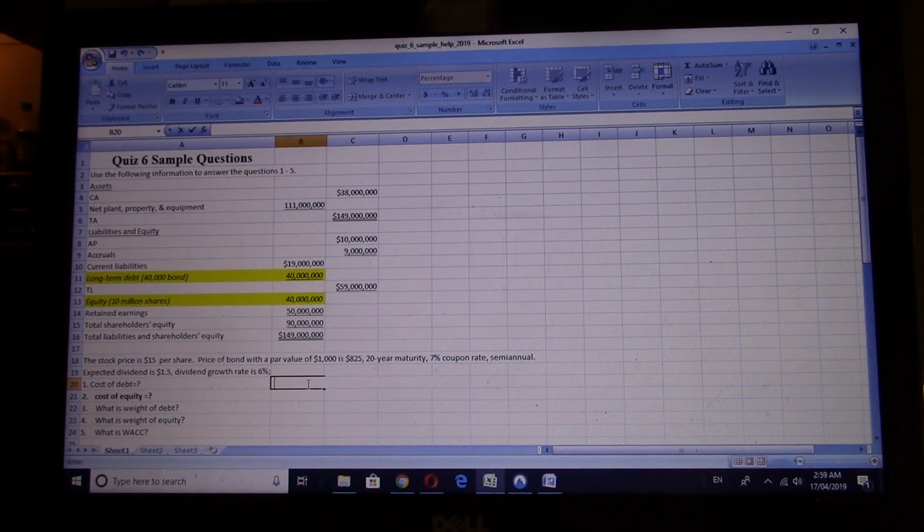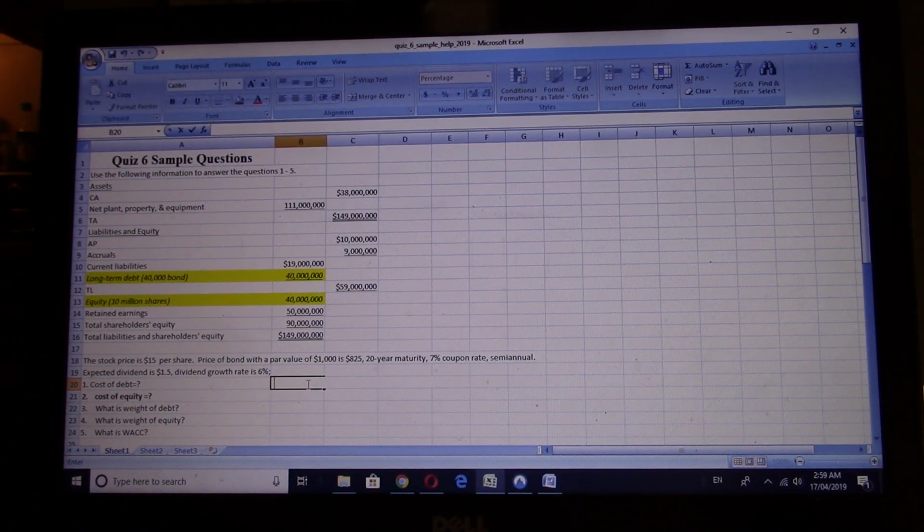And move down, and you see equity. Equity is $40 million also. The company has 10 million shares outstanding. The book value of the stocks is $14 million. So these are the two pieces of information we need for this calculation.